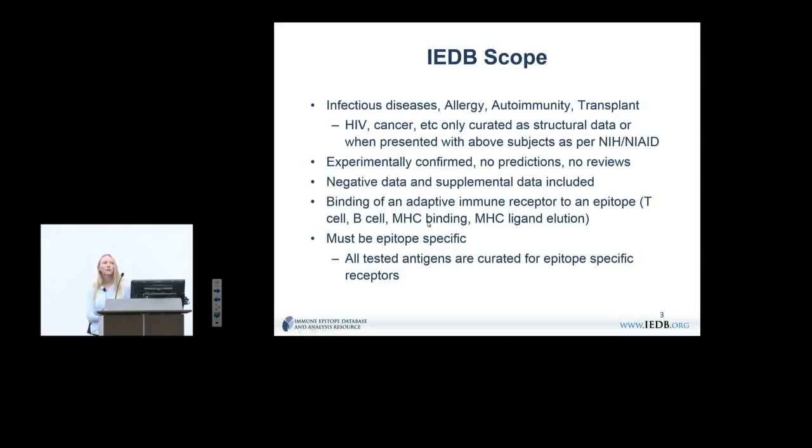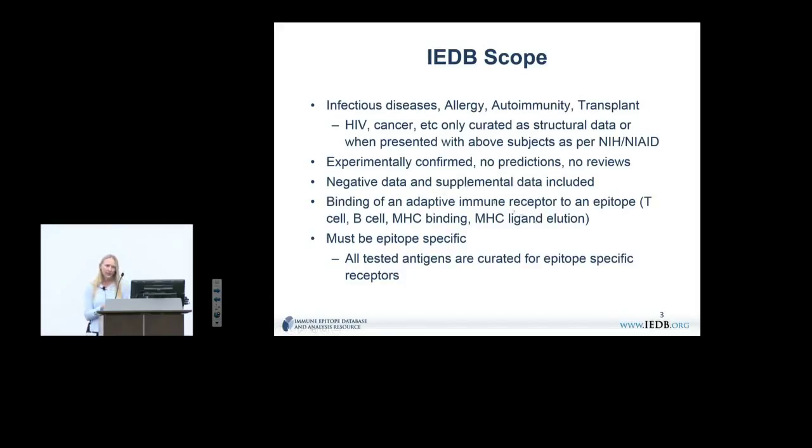And we also capture those epitopes when there's a PDB structure demonstrating a TCR, antibody, or MHC structure with an epitope. So all the data in the IEDB is experimentally confirmed. We do not capture predictions or reviews. And we do include negative data and supplemental data.